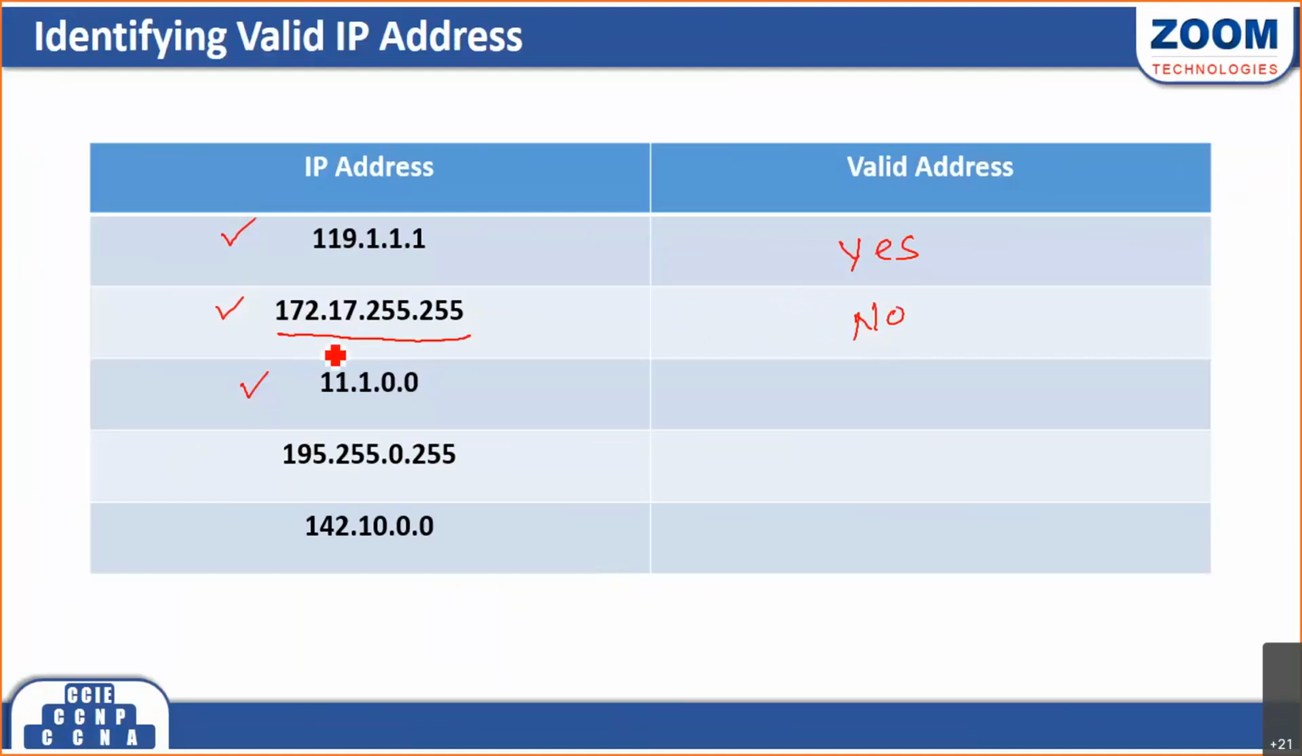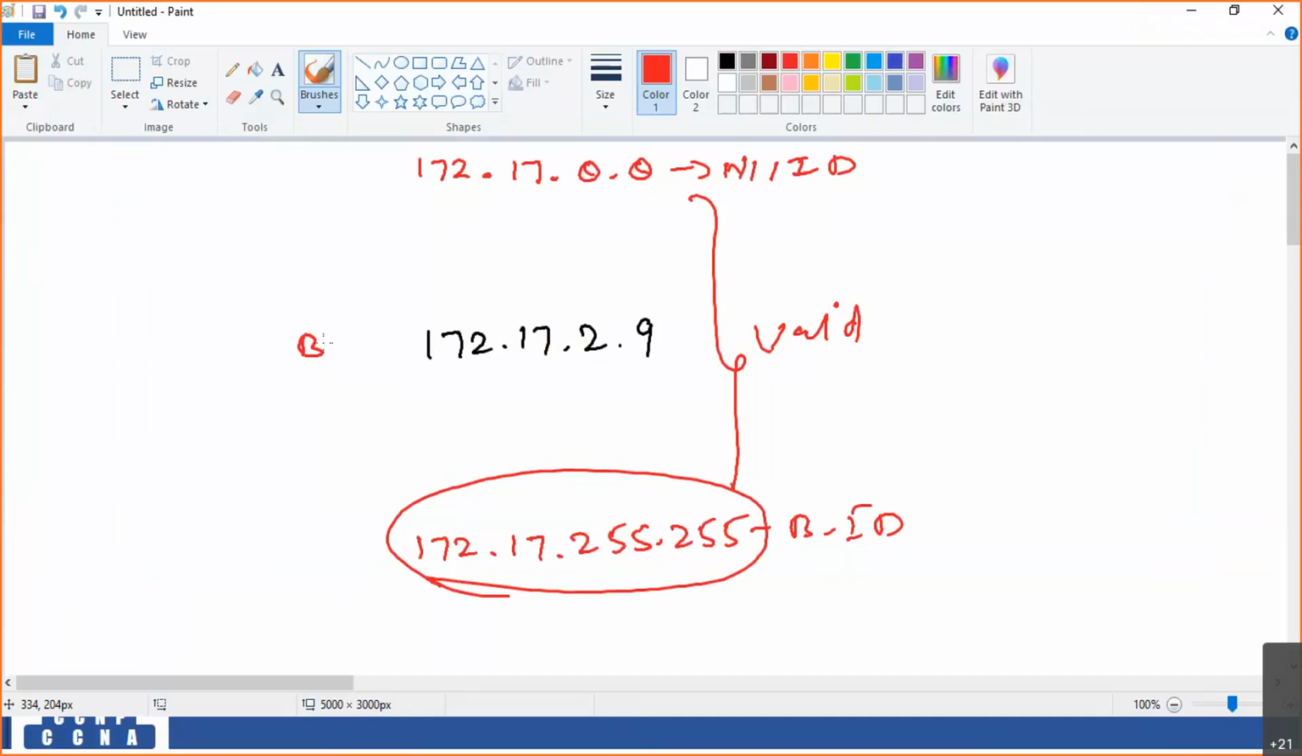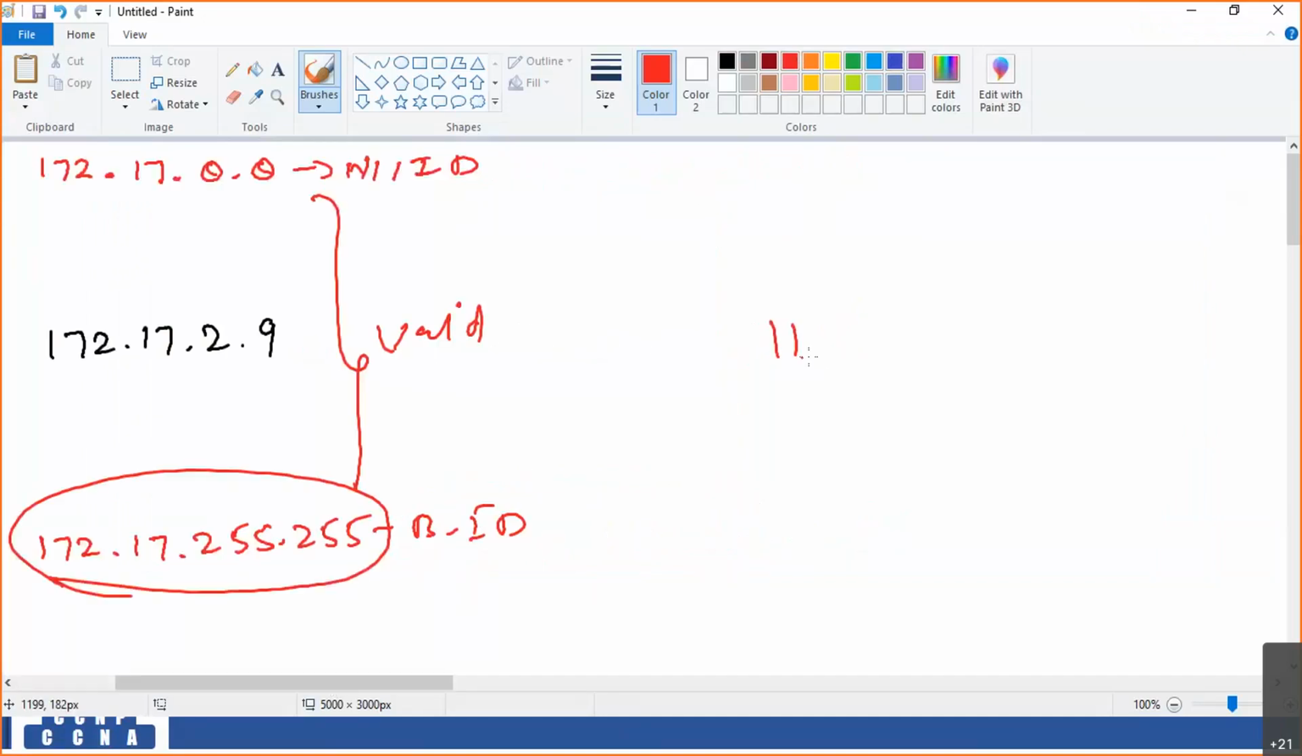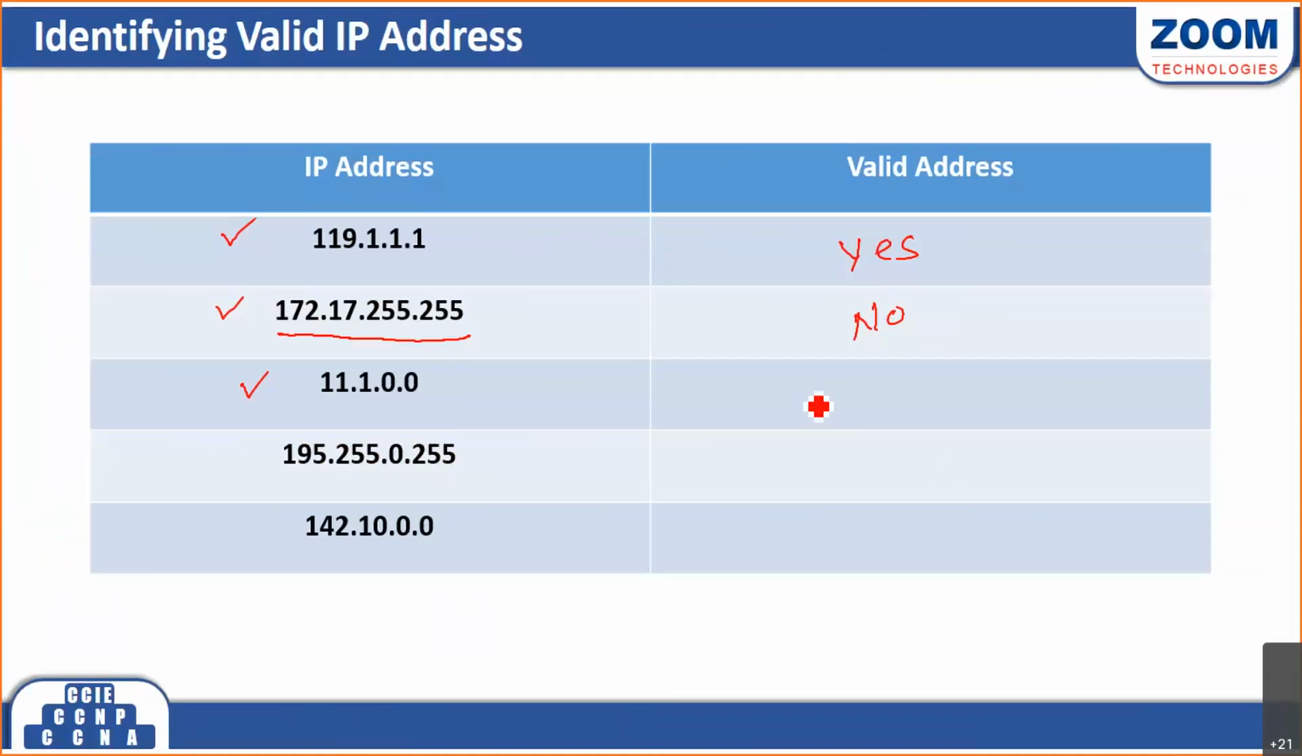Next example, 11.1.0.0. Is this also valid? Yes, valid. 11.0.0.0 is a network ID of class A, but my question is 11.1.0.0. If the second octet is also 0, then it's a network ID. But here 11.1 is there, so it's a usable address.